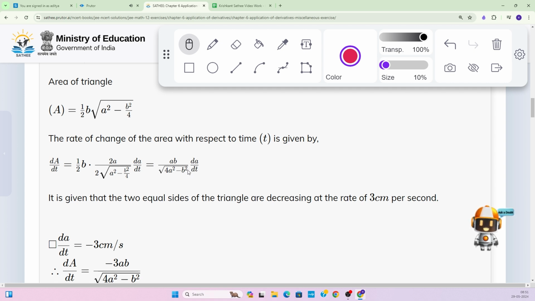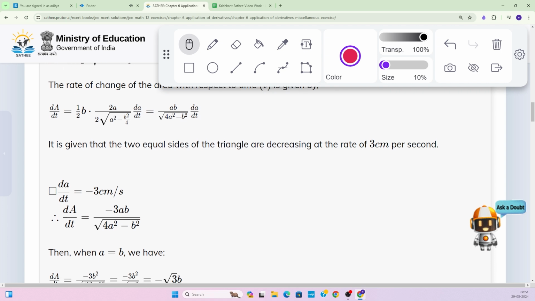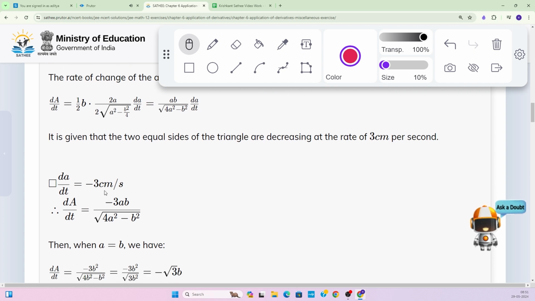dA by dt we have already been given in the question. It is given that the two equal sides of the triangle are decreasing at this rate. Clear? So this means dA by dt is minus 3 centimeter per second. Now apply your value here. What you will get is minus 3AB divided by root of 4A square minus B square.